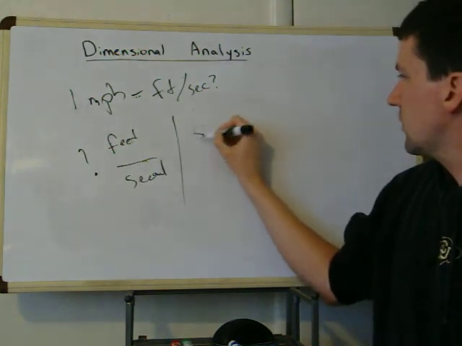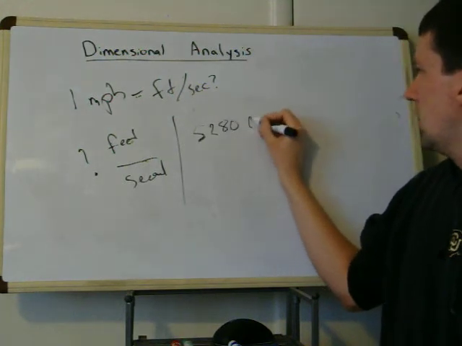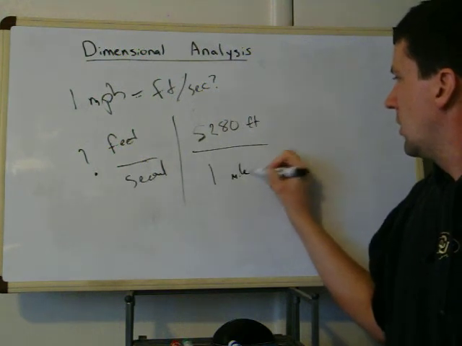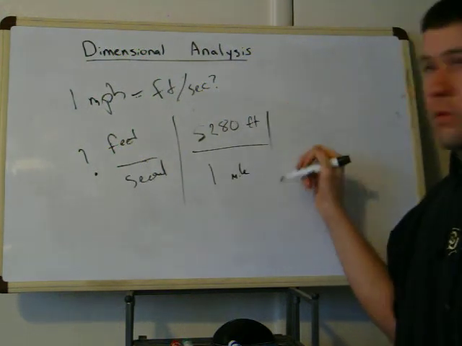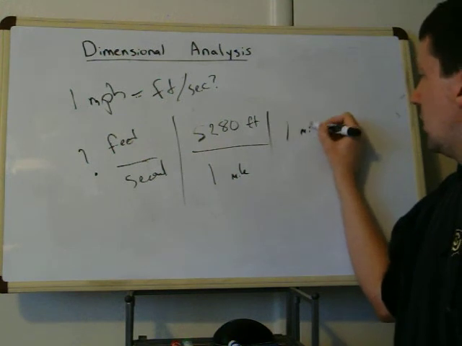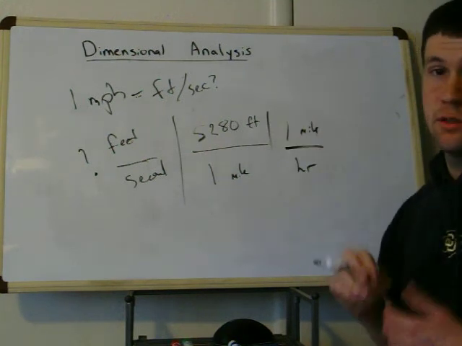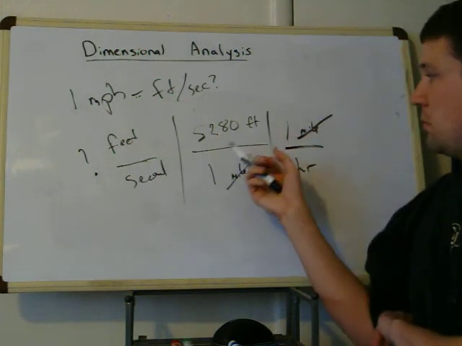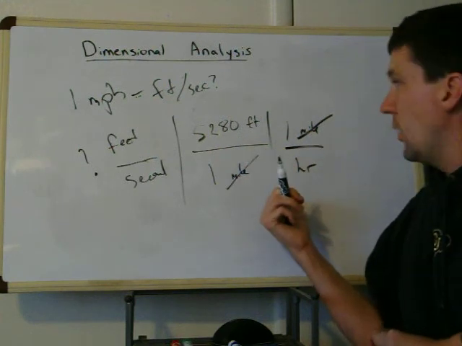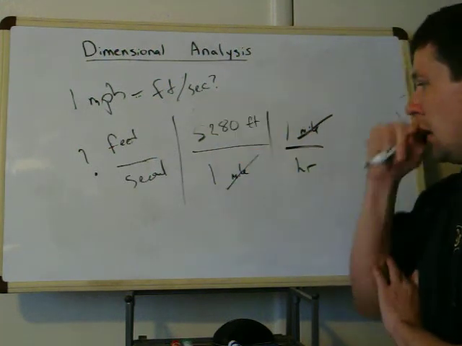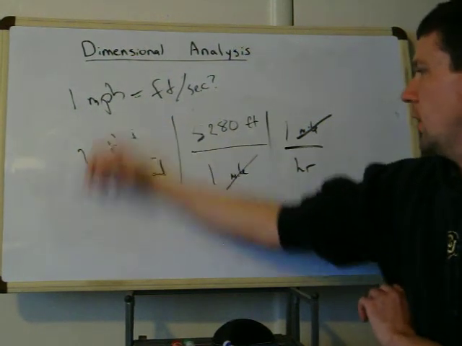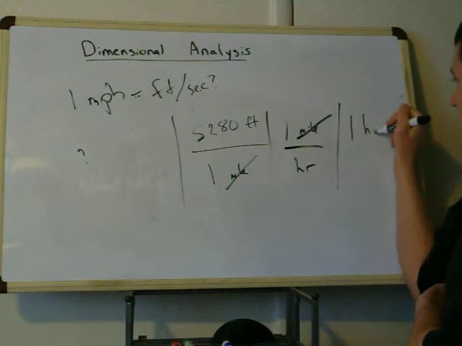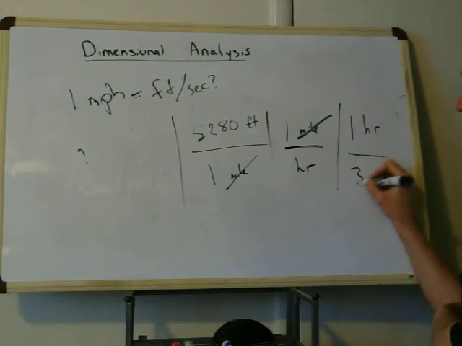Alright, so there's 5280 feet in 1 mile. Okay, we know we have 1 mile per hour because that's what we were given. So right now we know how many feet we go in 1 hour, but we still want to know seconds. We can just ignore that for now. Alright, in 1 hour there's 3,600 seconds.